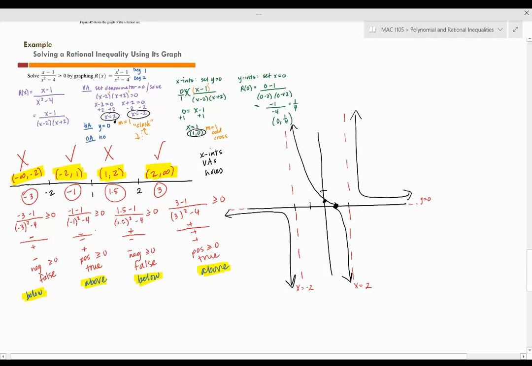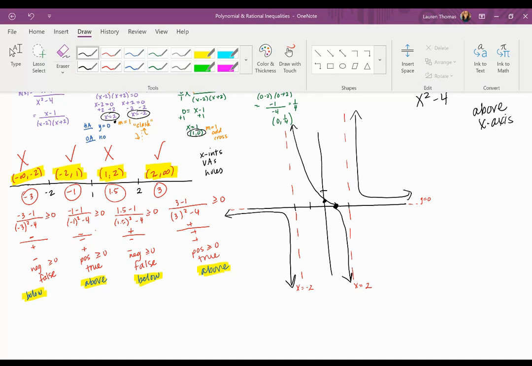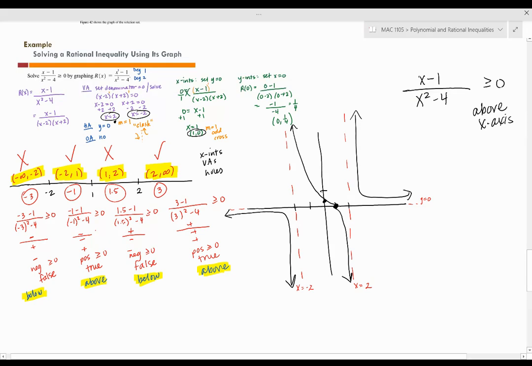Now, remember, we're graphing it, but we're also tasked with answering the question, where is our problem greater than or equal to 0? So remember, the inequality we've been asked to solve is x minus 1 over x squared minus 4 is greater than or equal to 0. Now, because they asked us for is greater than or equal to 0, they're asking where is it above the x-axis. Well, we can look at our picture and determine where we're above the x-axis. We're above the x-axis here, and we're above the x-axis on this curve.